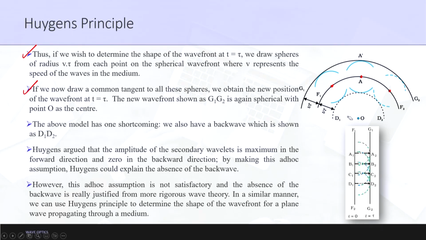This was something which is not accepted, because the wavefront cannot move backwards, it is moving forward only. So, what was Huygens' argument regarding this? We also have a back wave which is shown as D1 D2. Huygens argued that the amplitude of the secondary wavelets is maximum in the forward direction and 0 in the backward direction. Just to prove his theory right, he made some vague assumptions, that the wavelet going forward will have the maximum amplitude, and everything going backward will have 0 amplitude.